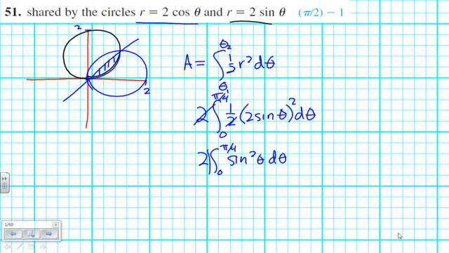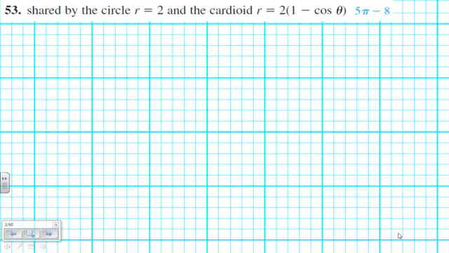I'm not going to solve that, but what would you use to solve it? The power reducing identity. That's 1/2 minus 1/2 cosine 2 theta. All right, so that's number 51. Let's take a look at setting up problem number 53.